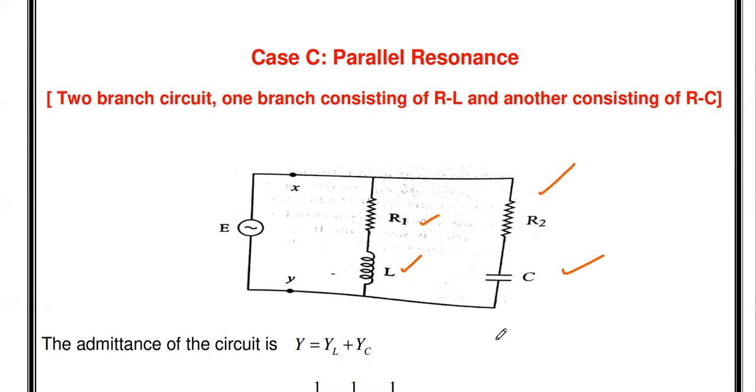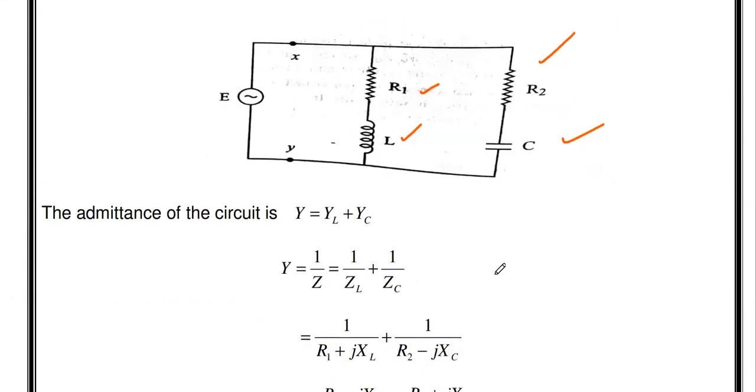In the first type, resistor R, L, and C are connected in parallel. In the second circuit, the inductor in series with resistance is connected in parallel with the capacitor. In this third circuit, the inductor in series with resistance is connected in parallel with the capacitor in series with resistance. Similar to the previous cases, for this case also we are going to derive the resonant frequency.